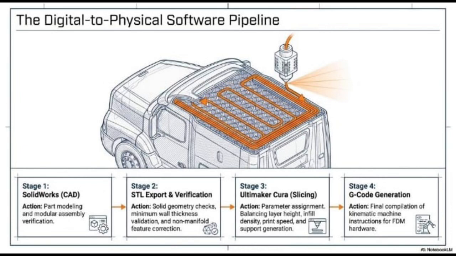Then we have to export and verify it. We export the files to STL format, and in this step we checked for mistakes and made sure the wall thickness was great so the parts wouldn't be too soft. Then we have slicing. Here we use a software called Ultimaker Cura. And finally we have the G-code generation. Well, this is the final step where the computer creates instructions for the 3D printer to move and create our truck.